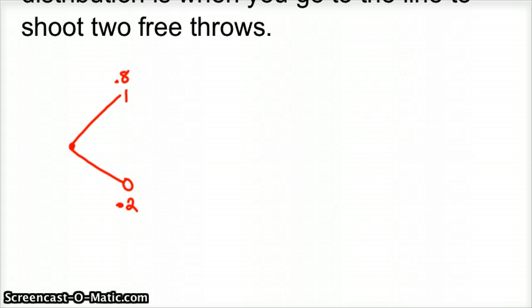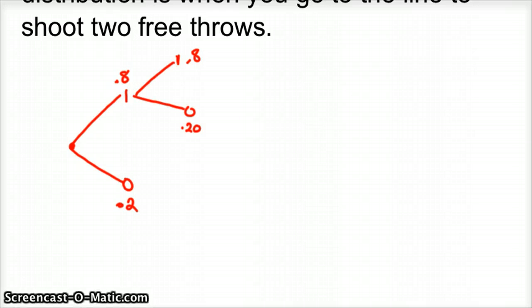So that's for the first shot. Then the second shot, you can either make it or you can miss it. And again, you've got an 80% chance here and a 20% chance here. And that's if you made it the first time.